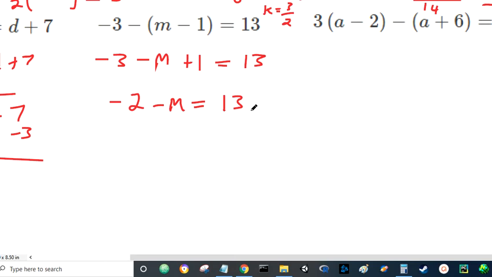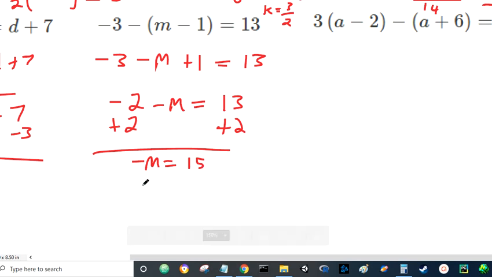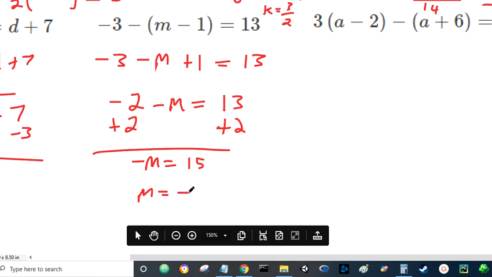Then we're still trying to get d by itself. So we want to, sorry, not d in this case, m. We want to add 2 to both sides to help us get m by itself. And look, there's still a negative sign. You've got to keep the sign that's to the left of the number. That's negative m equals 15. And then the final step to get m by itself is you want to divide both sides by negative 1. So m is negative 15.